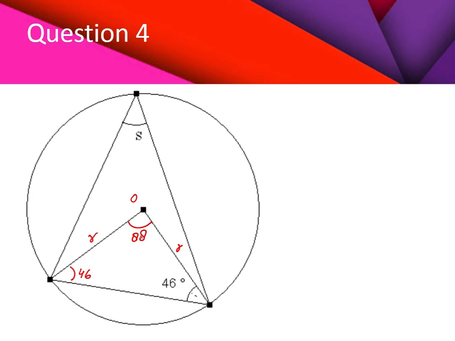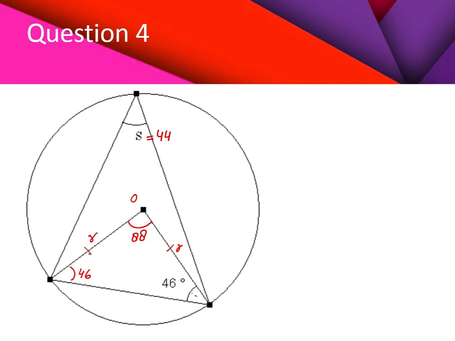So angle at the center is twice angle at the circumference. So if we divide 88 by 2, angle S will be equal to 44. The reason is angle at the center is twice angle at the circumference. So what we have done, first we got this angle at the center when we subtract these two angles from 180 degrees. And why is this angle 46? Because these two are radius.